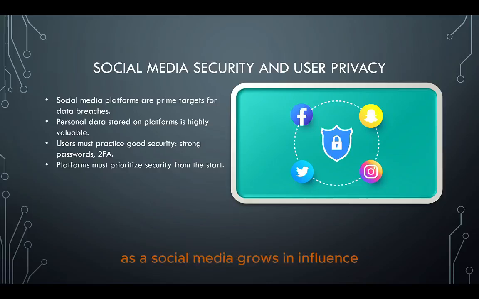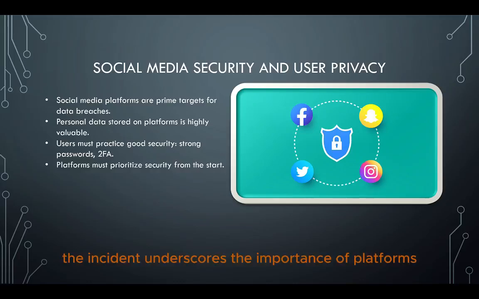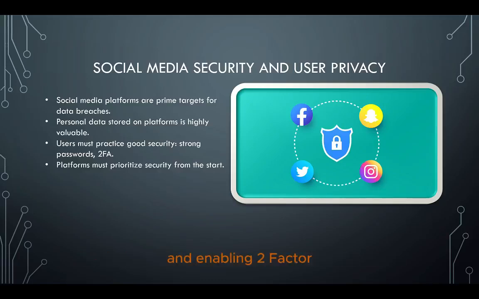The Spoutible breach highlights a larger trend in cybersecurity: the vulnerability of social media platforms. As social media grows in influence, so too does the amount of personal information stored on these platforms. Users are increasingly sharing sensitive data, which makes social media a prime target for attackers. The incident underscores the importance of platforms investing in stronger security practices from the start. Social media users also need to be more cautious about the data they share and should follow best practices for their own security, like using strong, unique passwords and enabling two-factor authentication whenever possible.